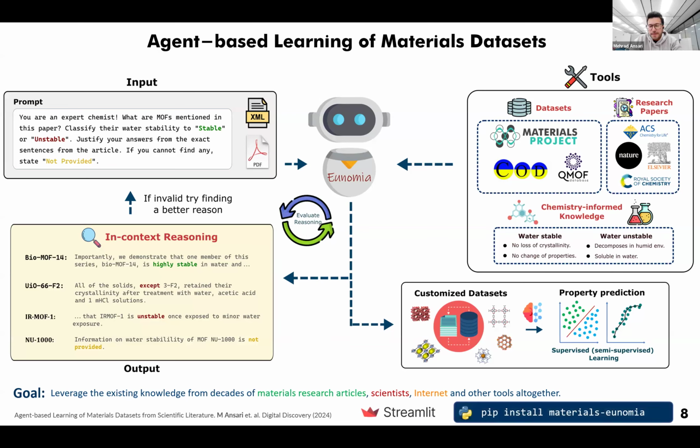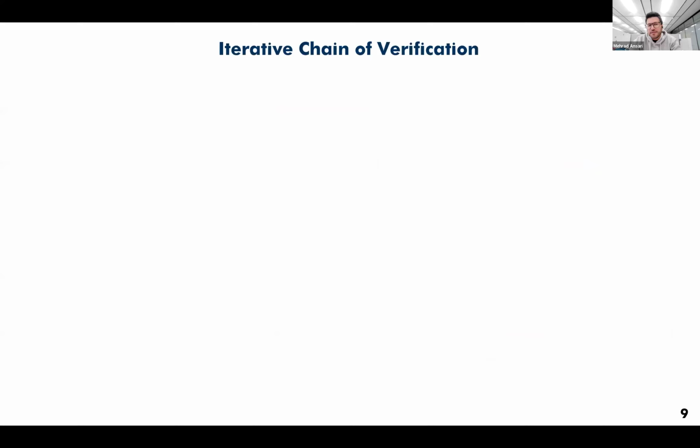So you can actually pip install Designer, and if you're interested, it's also hosted on Streamlit. I'm going to show quickly how it works on Streamlit. But before that, I want to show you how the iterative chain of verification works.